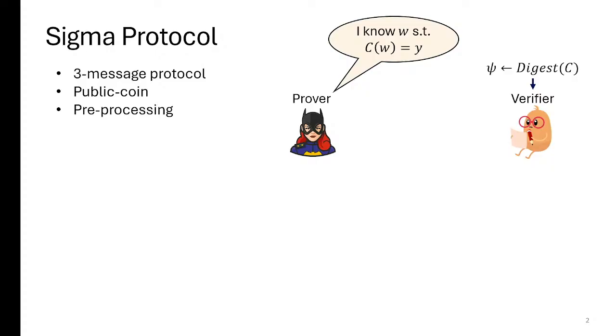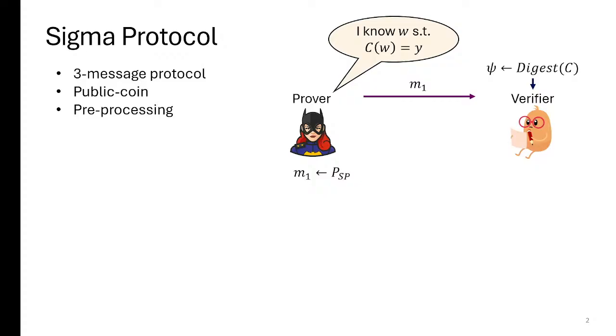So the prover is claiming that it knows some witness for a circuit that is equal to some y. And the verifier is allowed to get some digest of the circuit. This doesn't necessarily have to be something cryptographic. This could also just be a Turing machine if the circuit is uniform or something like that. I'm just allowing this model. This is usually what we want in SNARKs.